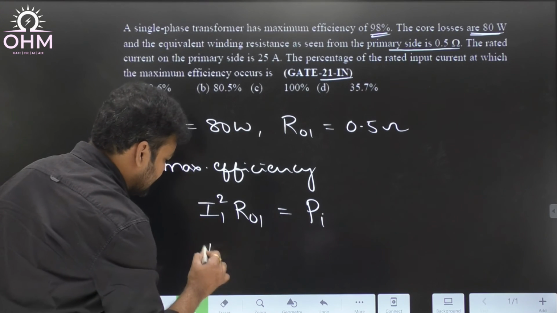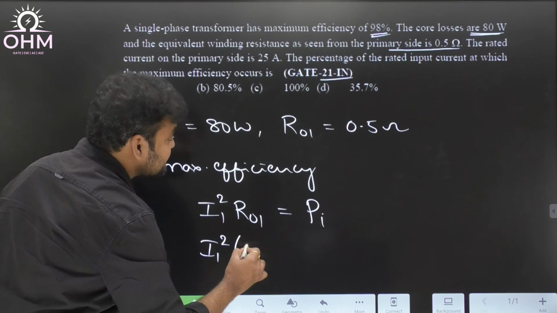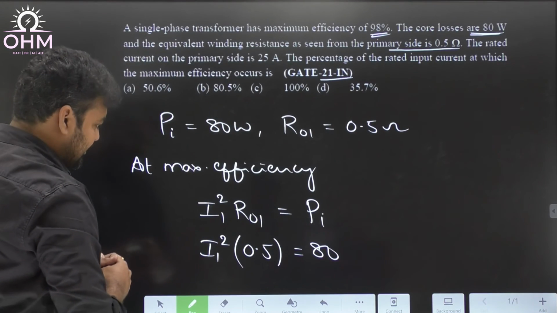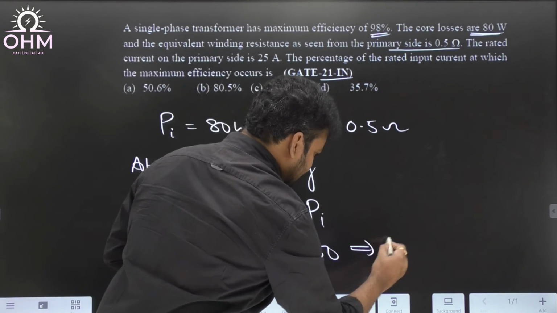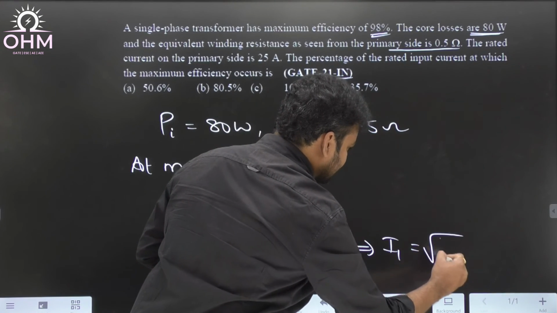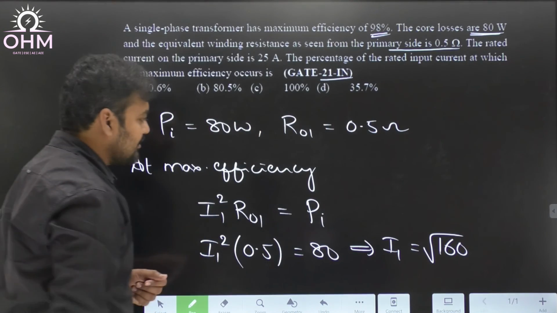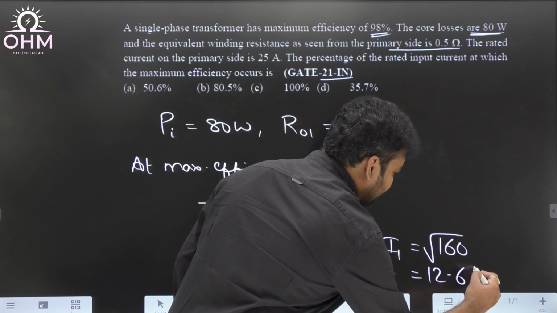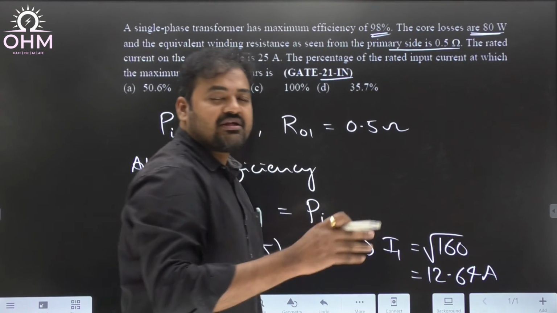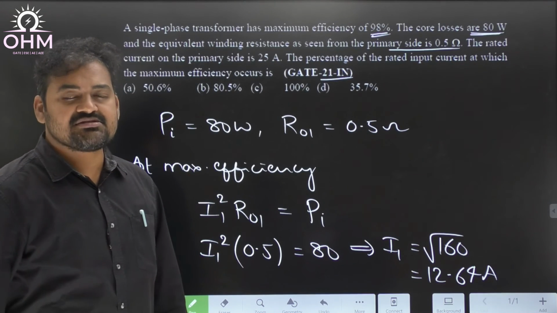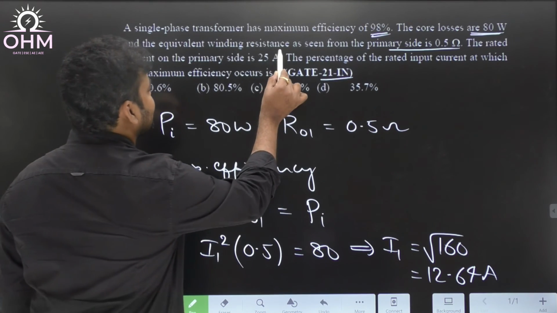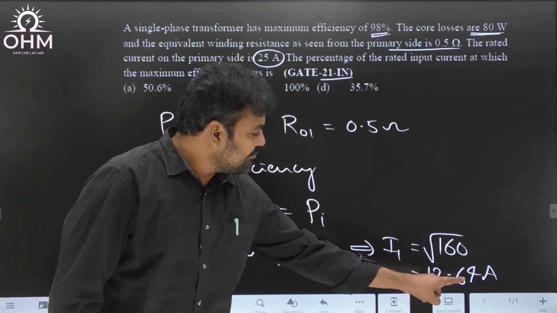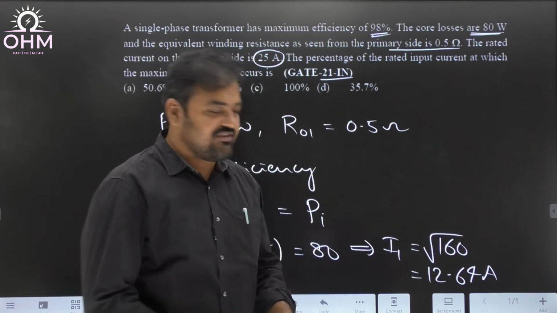Therefore, the resistance was already given. What is the resistance value? 0.5. Iron loss value is equal to 80 watt. From this, I1 is equal to root over 160, isn't it? Let me calculate it. So the value of current is 12.64 ampere. That means this is the current at which maximum efficiency is created. But what is the rated current of the transformer? 25 ampere. That means the question is, 12.64 ampere is how much percentage of 25 ampere.